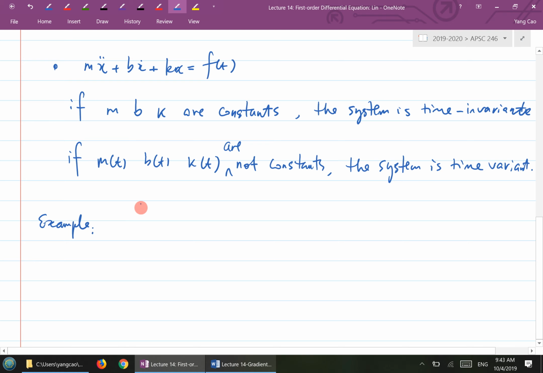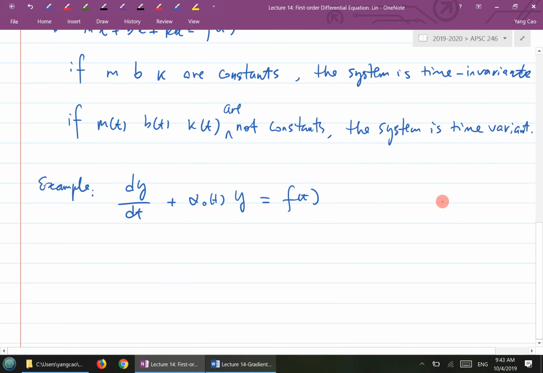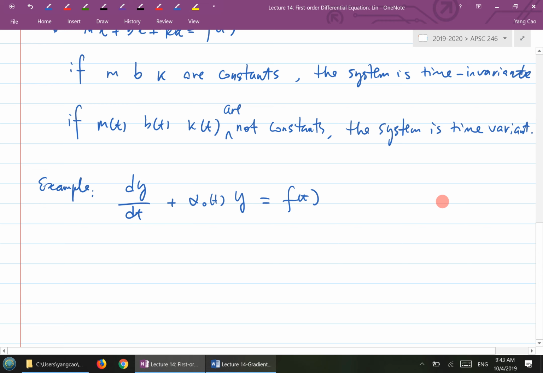Let's say I have a system dy over dt plus, using the symbols like this, alpha y equal to this. So let's say this is the first order system. And according to the notation, we call this a linear ODE. And we'll try to show you why this is actually linear.